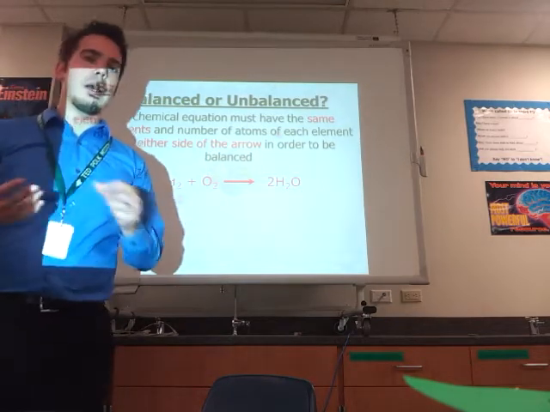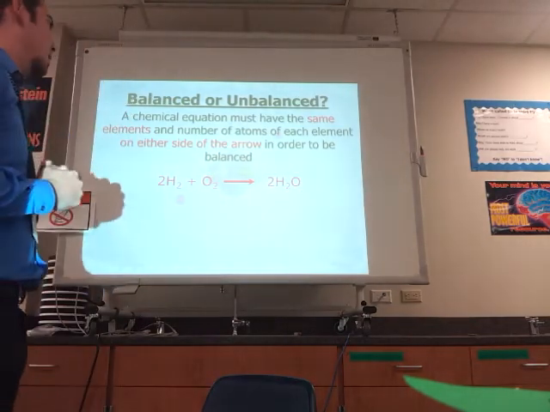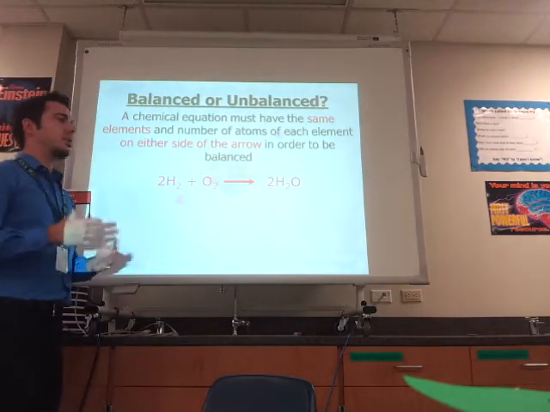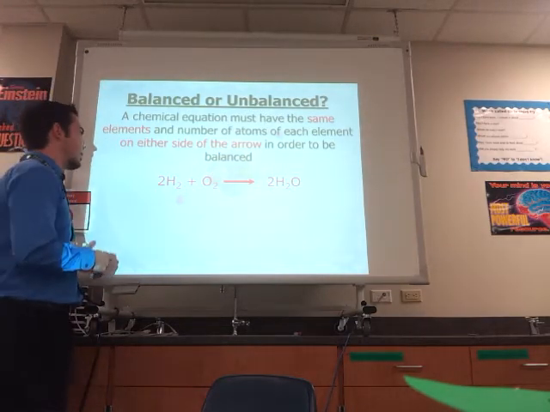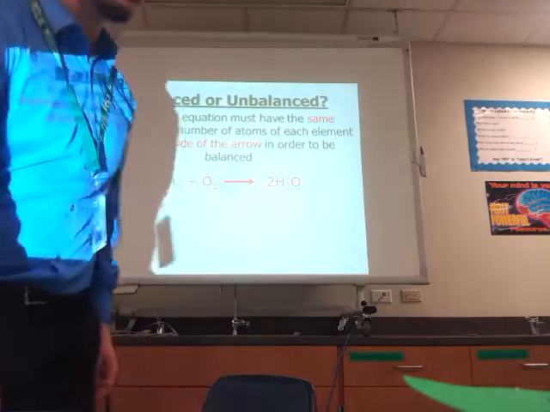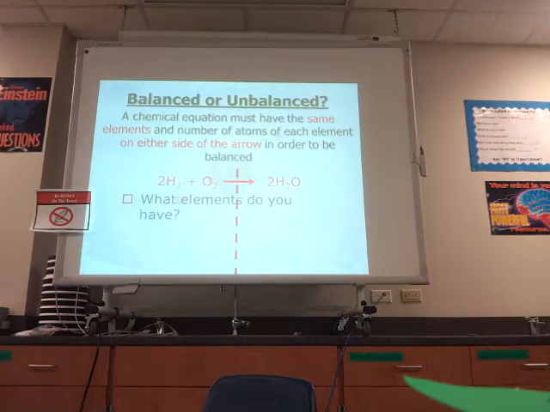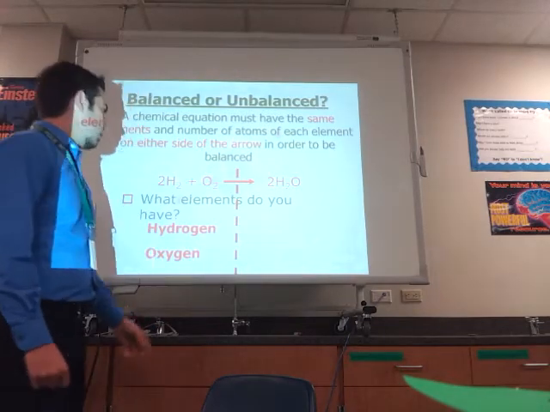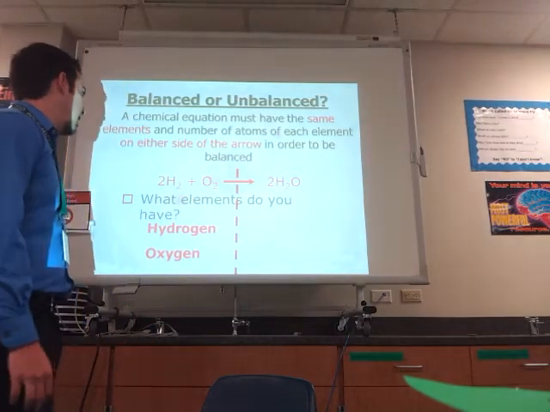The way that I would normally have you go about balancing this equation, or checking to see if it's balanced or not, is simply by drawing a T-chart and comparing the reactants, the left side, and the products on the right. So what elements do you have? You've got hydrogen and oxygen on both sides, H and O. And we just simply see how many we have.